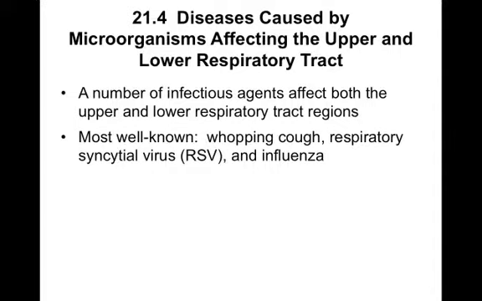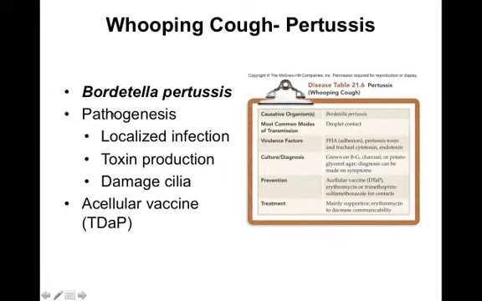Now we'll talk about diseases caused by microorganisms affecting the upper and lower respiratory tract. Generally they start in the upper respiratory tract, then after a prolonged infection there they will migrate down into the lower respiratory tract. A number of infectious agents affect both the upper and lower respiratory tract regions, and most are well known. Most well known are whooping cough, respiratory syncytial virus, and influenza. Whooping cough is caused by Bordetella pertussis.